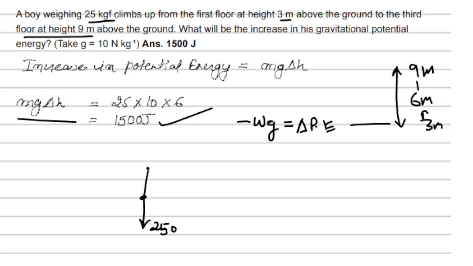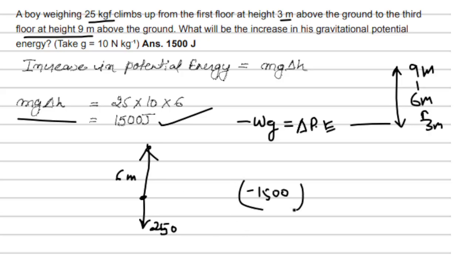Newton, and we are raising it up 6 meter. 9 minus 3 is 6. So the work done by gravity will be negative, but it will be just the multiplication of 25 into 250 into 6, that will be 1500 joules. If you reverse the sign, we will get minus. Work done by gravity will be negative because gravity is acting downwards and displacement is happening in the upward direction.